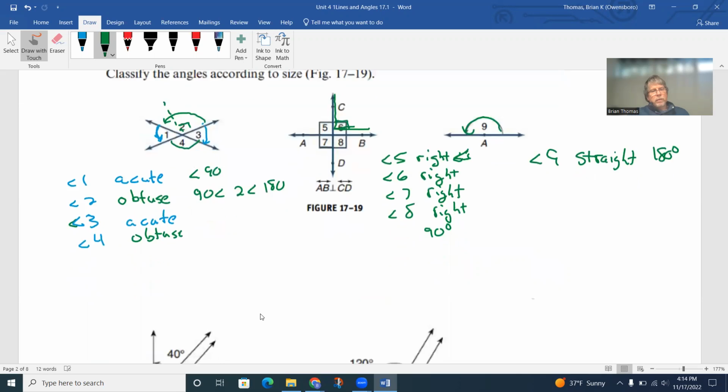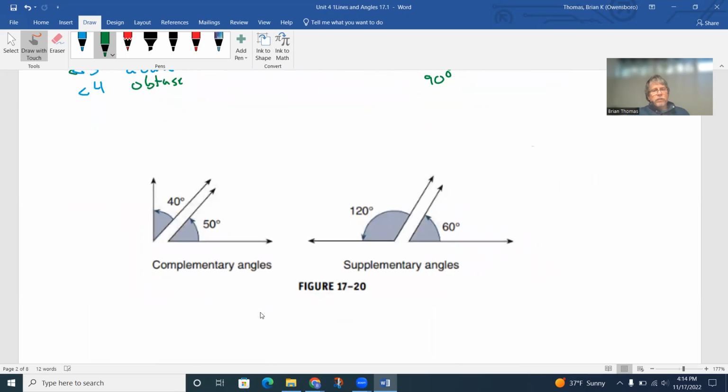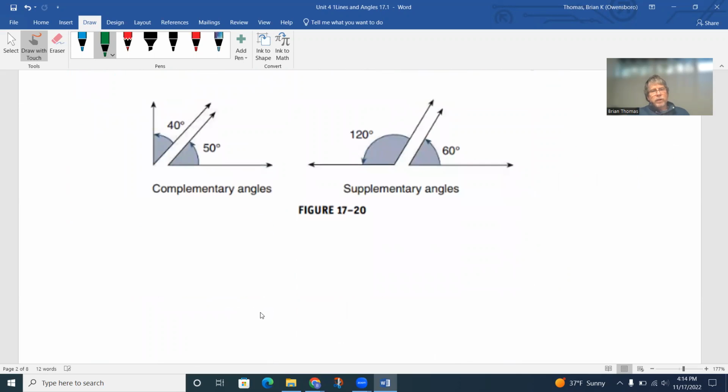Another vocabulary we have is complementary angles and supplementary angles. Complementary angles is when we get into angle pairs. If two angles add up to 90 degrees, they're said to be complementary. Since 40 plus 50 is equal to 90, we call these complementary. They complement each other.